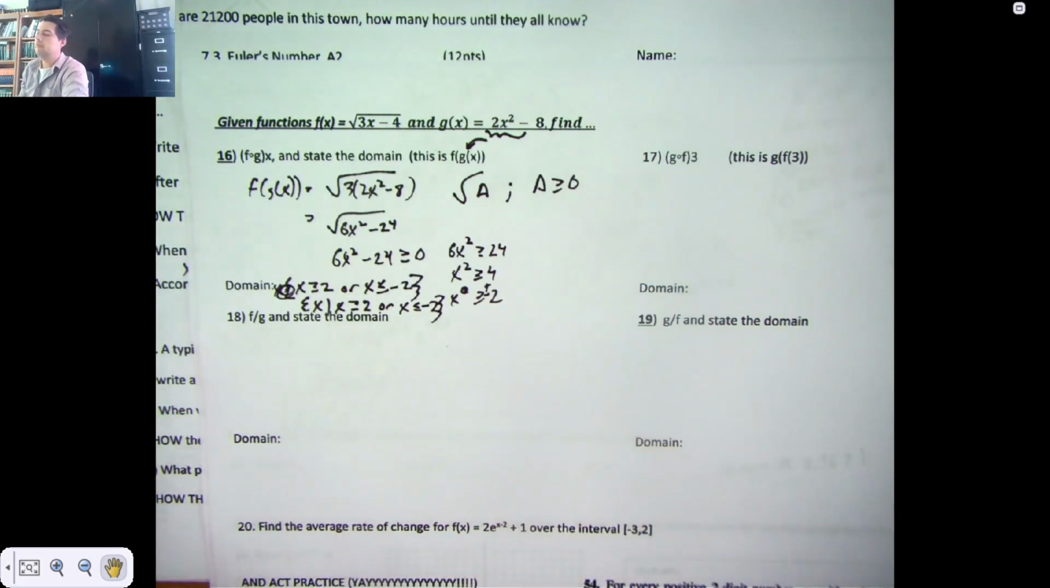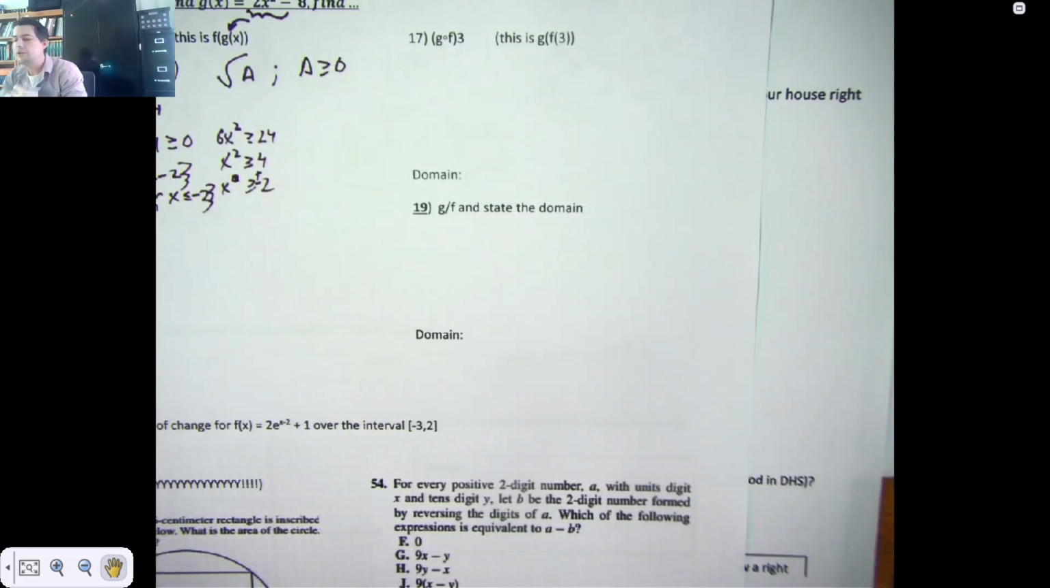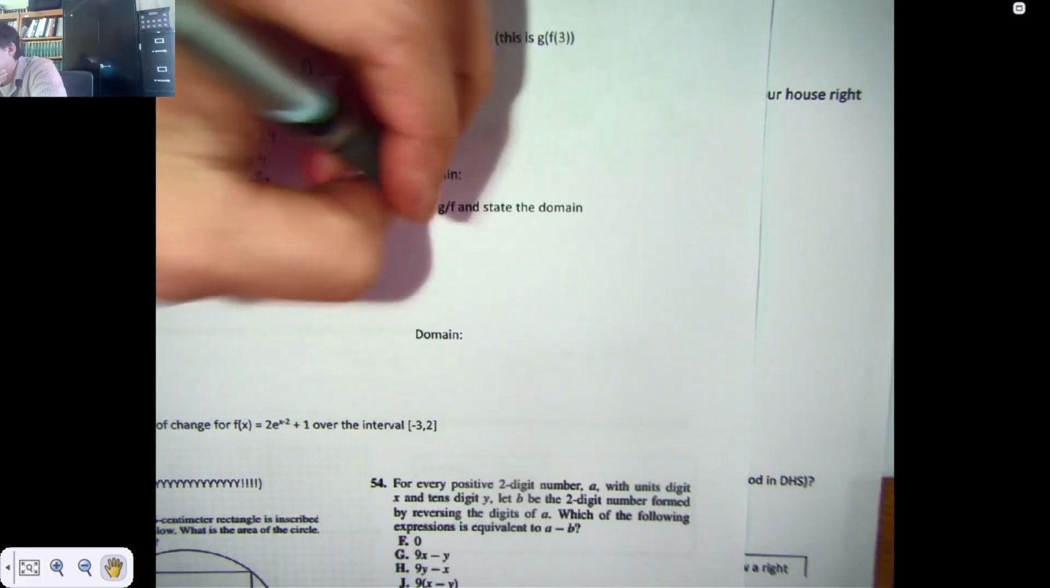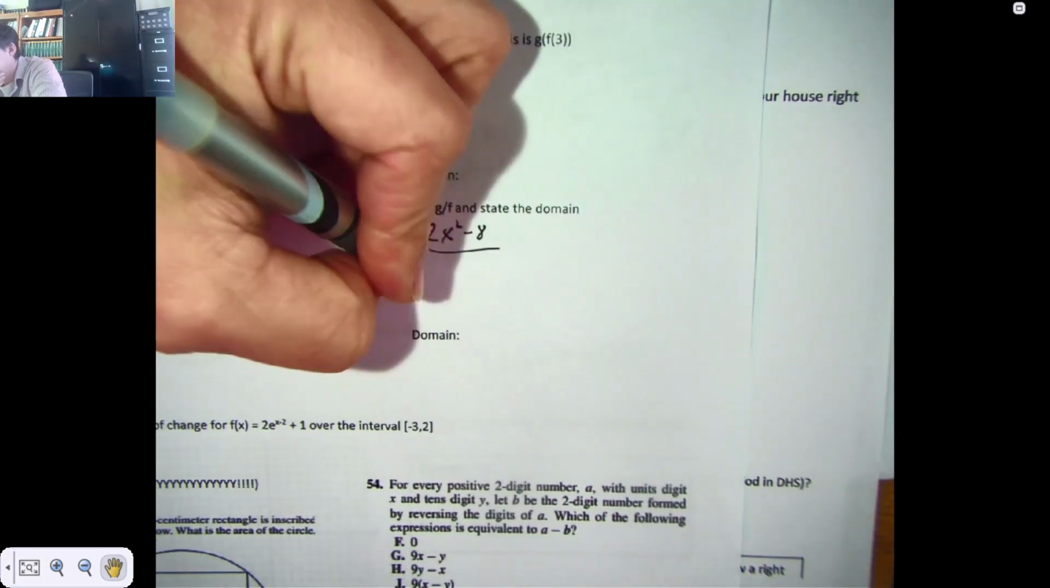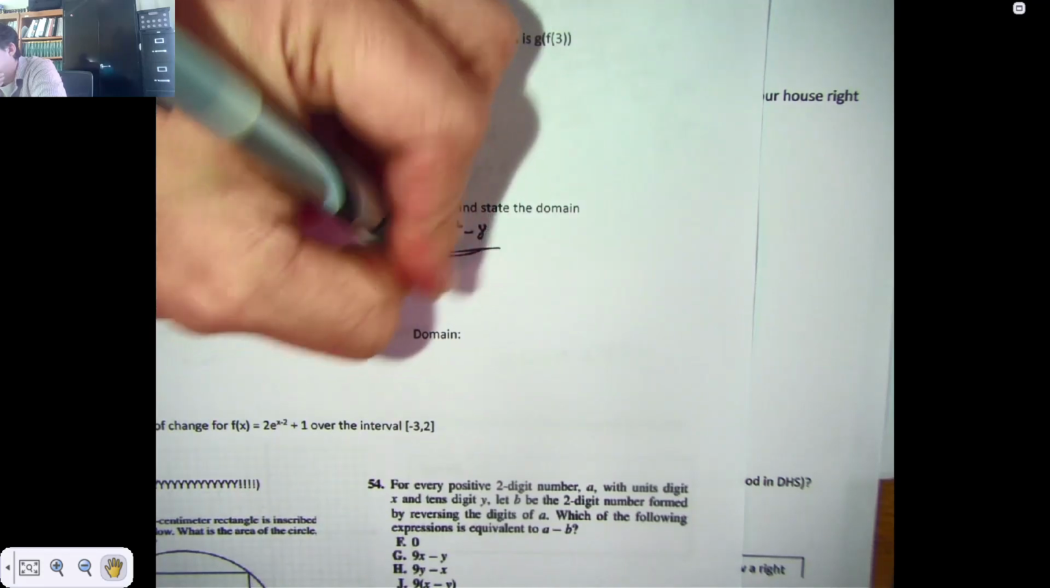Kind of funky. 19, find g over f. Literally, g over f is 2x squared minus 8 over the square root of 3x minus 4. That's g over f. That's it.